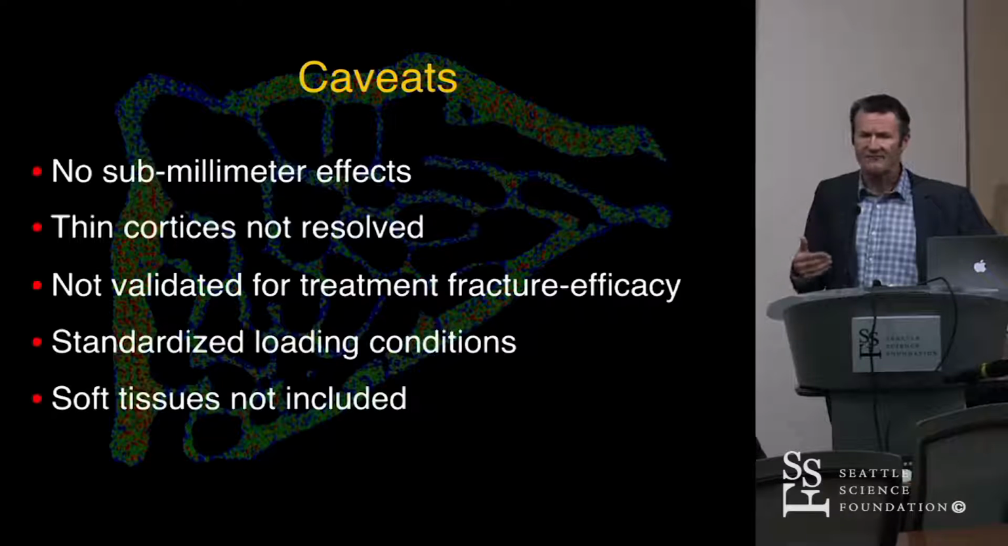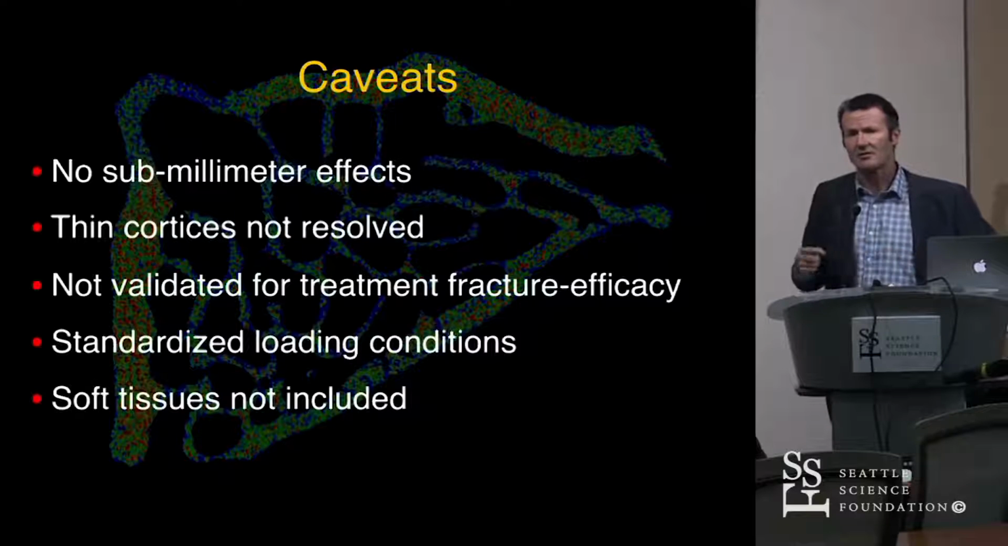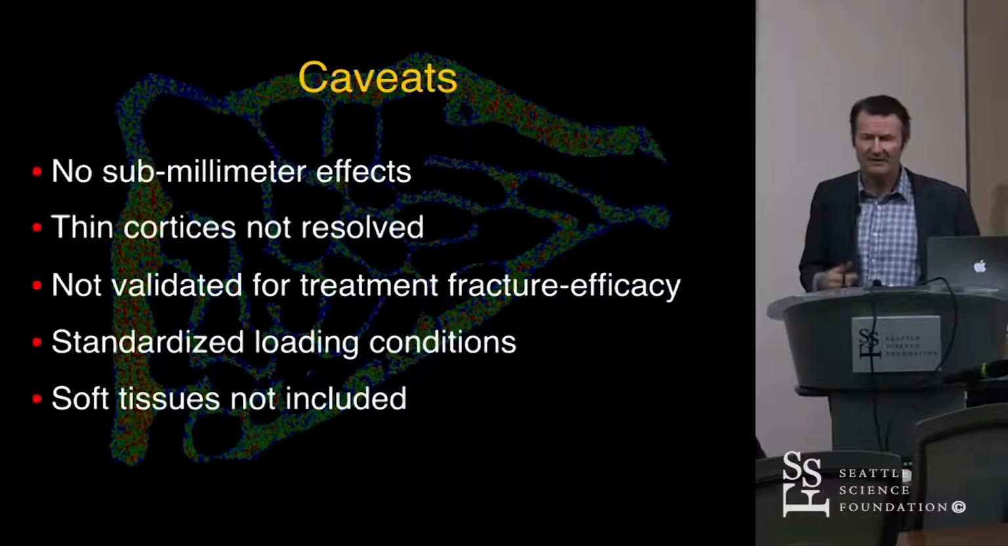We're using standardized loading conditions. We are investigating different types of loading conditions to see if it provides any extra useful information, but so far it doesn't seem to, probably because the bone responds fairly similarly to different types of loading conditions. And we don't have soft tissues in here. So there's no muscles, there's no ligaments. In the models, the results I showed you, there's not even the disc, although we are beginning to get into that. And of course, for spine patients, the disc is a lot of fun.